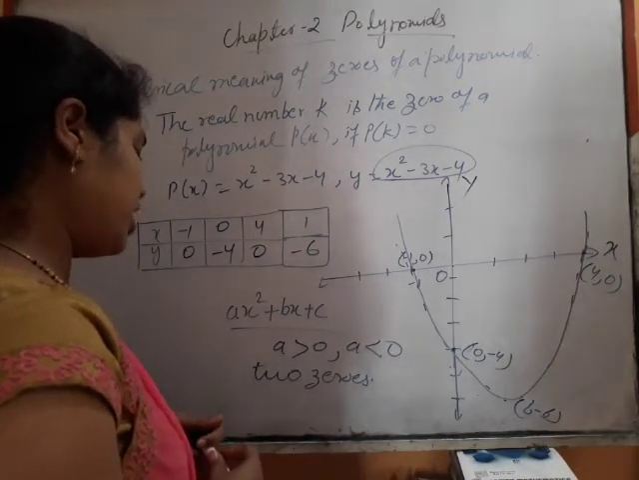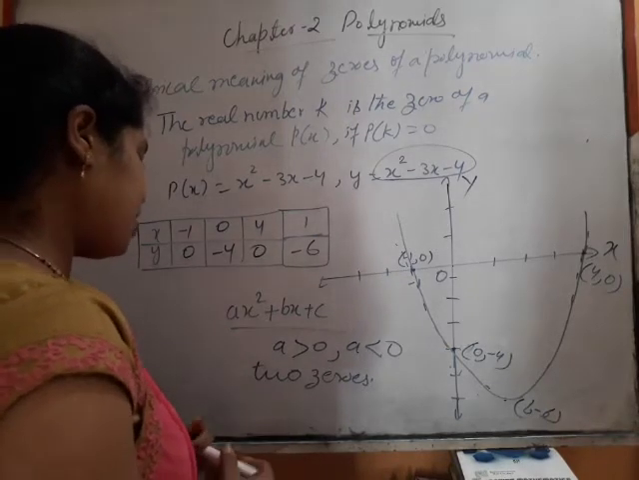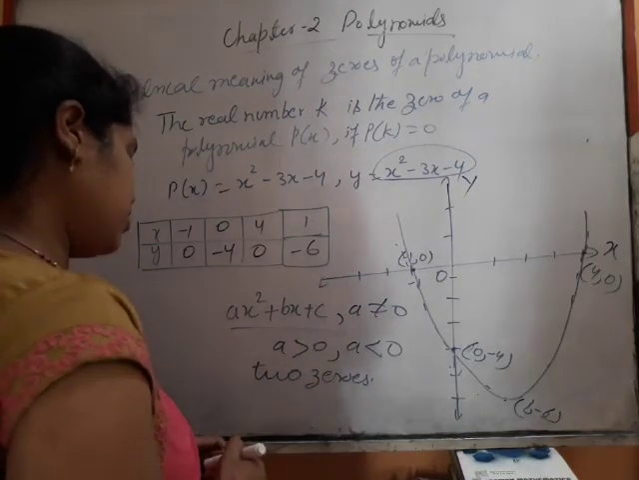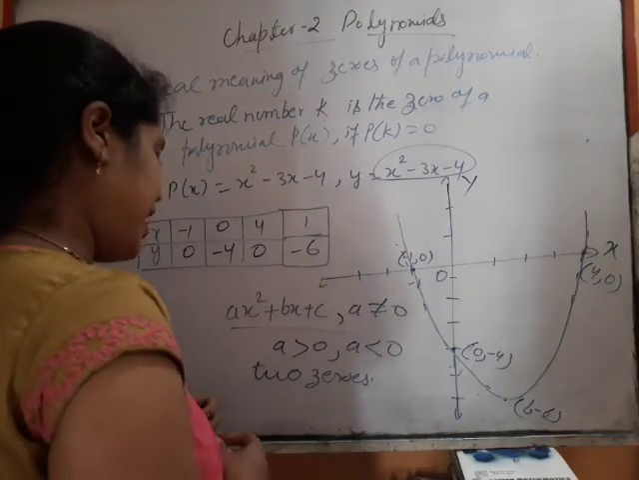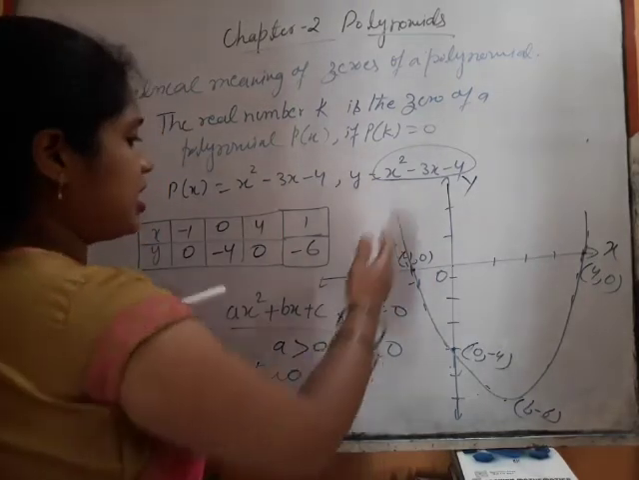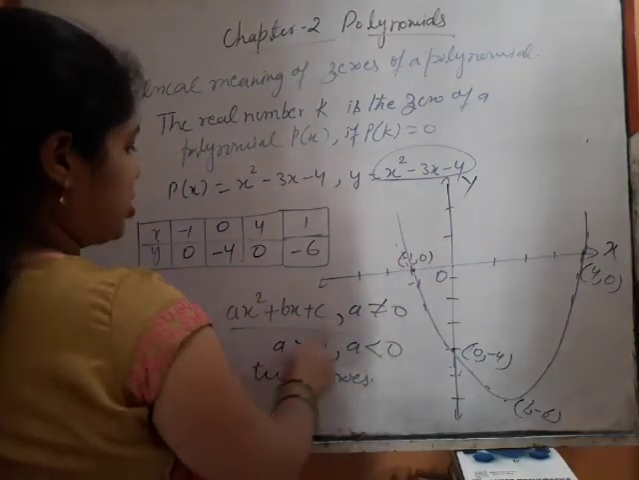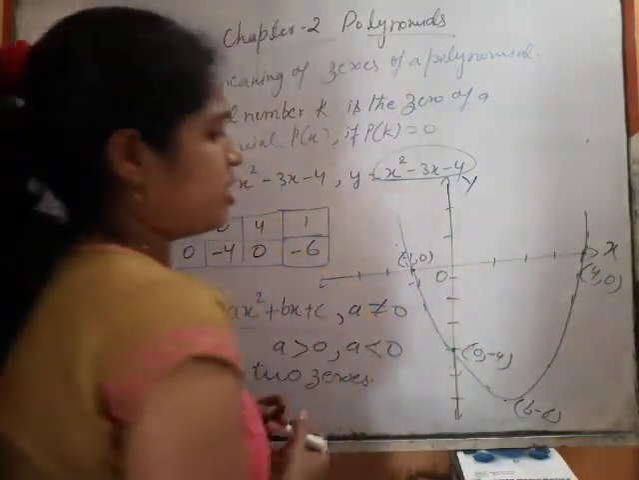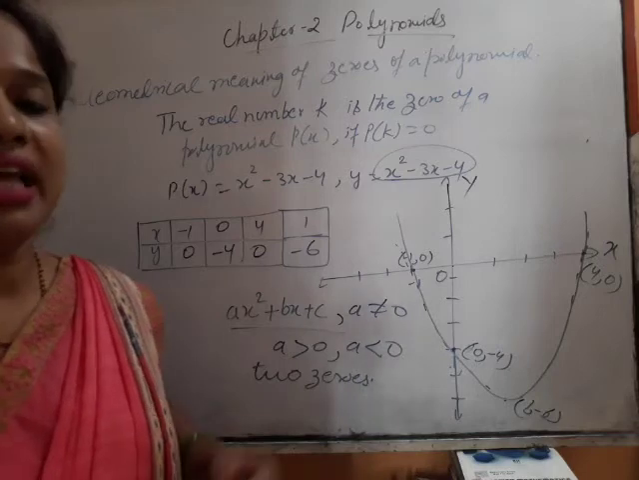The zeros of the quadratic polynomial ax square plus bx plus c, where a is not equal to 0, are precisely the x coordinates of the points where the graph representing this equation intersects the x-axis. It is intersecting at the x-axis. So always we have to see the graph.